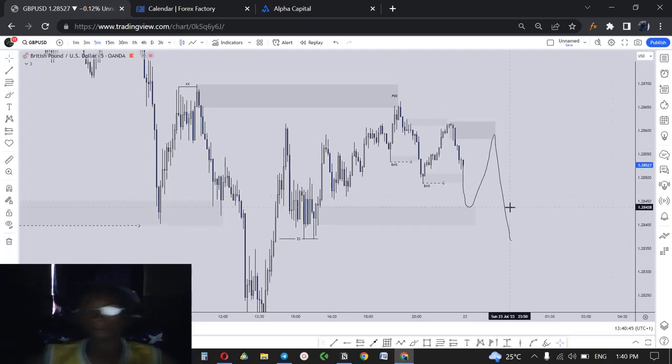So probably what I'm really waiting for right now, you can see the way I drew this. This is what I'm currently expecting price should do. I'm expecting now price should close below this previous lower low, and then we see a pullback.